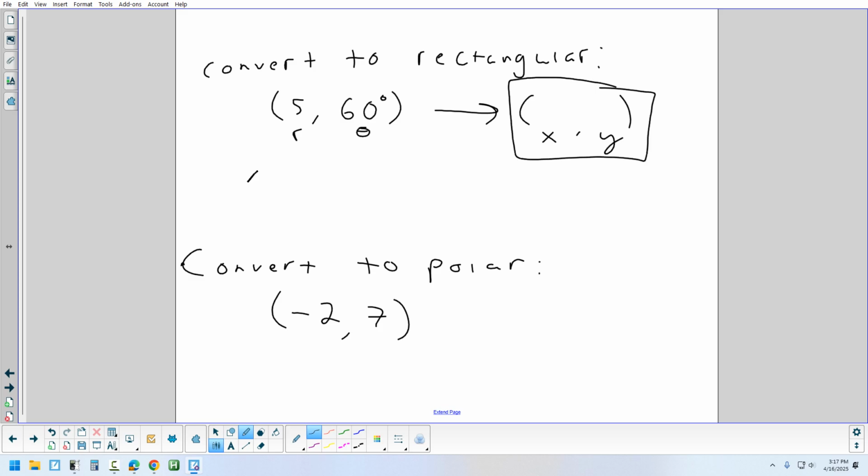How do you figure out, or what's the formula to calculate the X coordinate using the R and the theta? Yeah. It's the R cosine theta. Yep, it's the R cosine theta. And what's the formula for the Y? Do you remember that one, Aiden? Is it R sine theta? Yep, R sine theta.